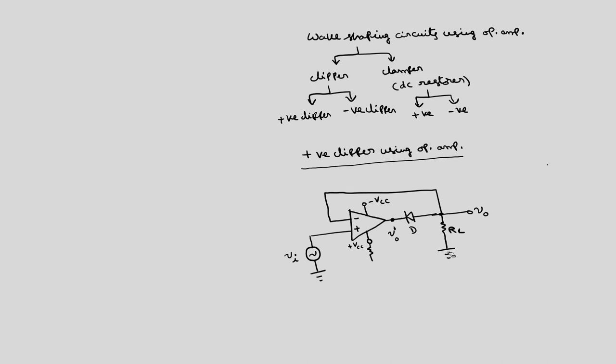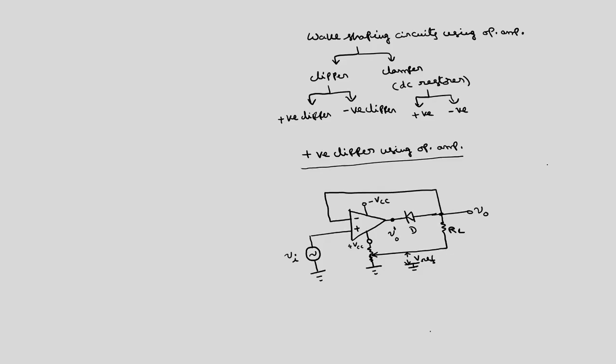So, this output we are going to connect through this V reference. The voltage between this ground point and this point we will call V reference. You have to clip with respect to some voltage, and that clipping voltage is V reference, which we are going to take from plus VCC. Now, what happens during the positive half cycle and what happens during the negative half cycle?